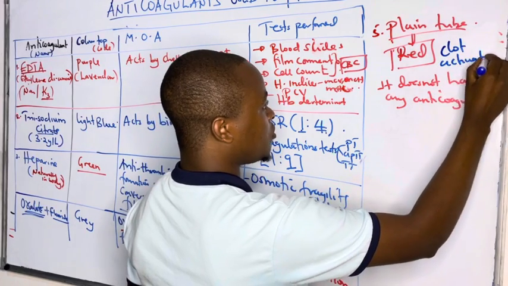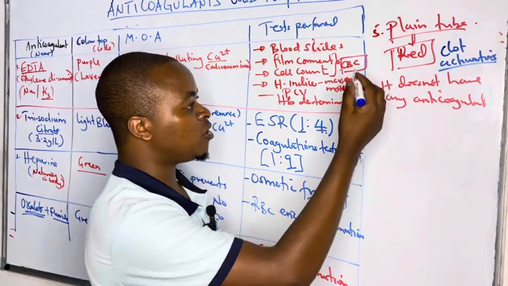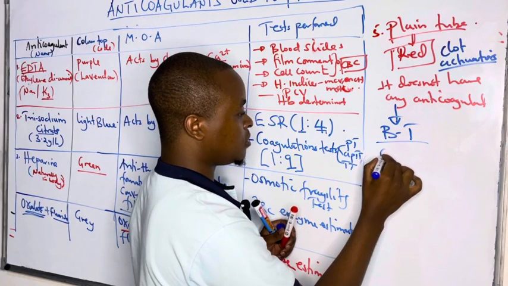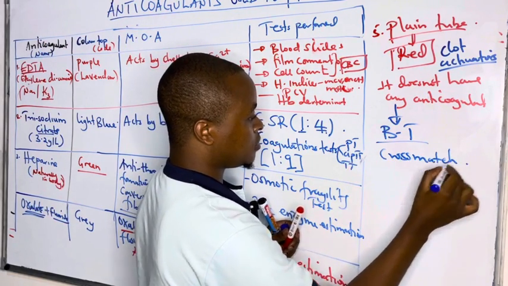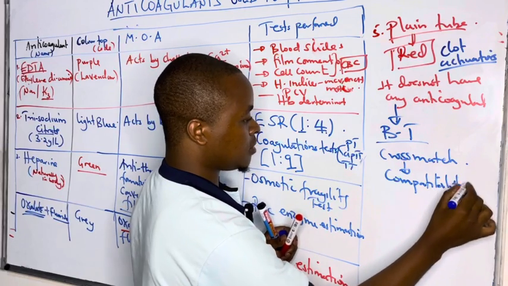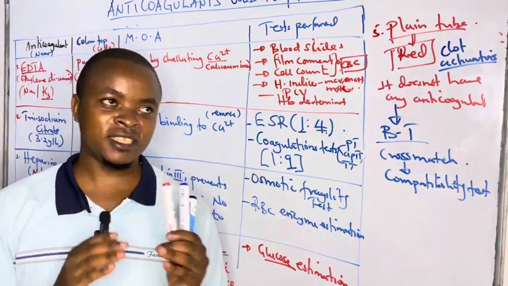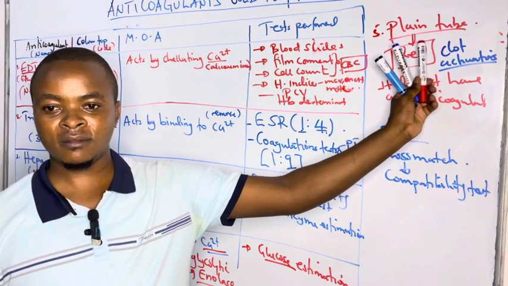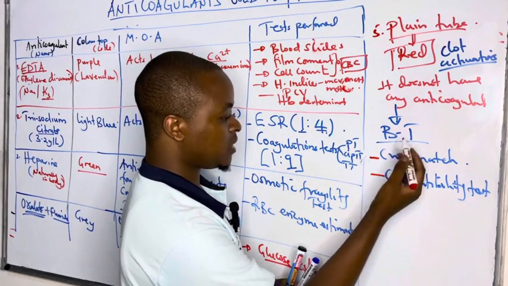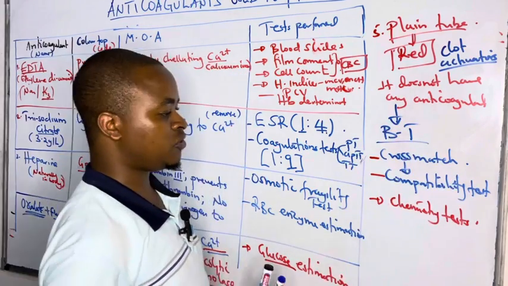Why? Because we are not using an anticoagulant, we need this blood to clot, so we even add substances to enhance clotting. This plain top is majorly used in immunohematology, that is blood transfusion, for cross-match, that is blood compatibility tests. Please don't forget, it is not among the anticoagulants. Majorly we do cross-match tests, and other things are chemistry tests, which we can do in a plain top, and a majority of them can be done.